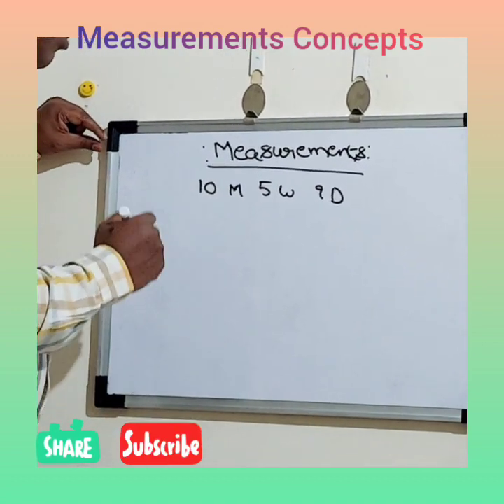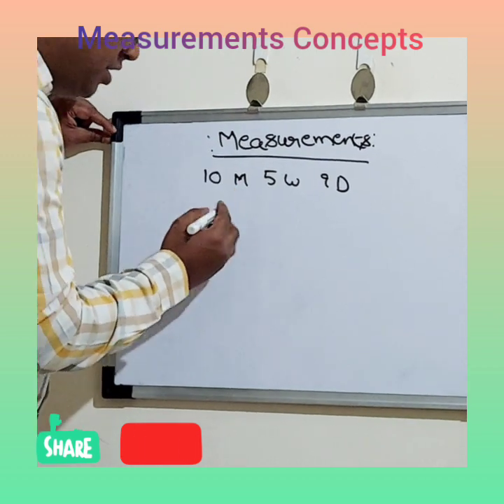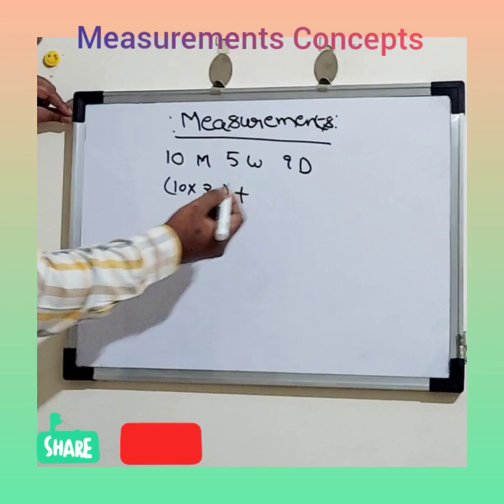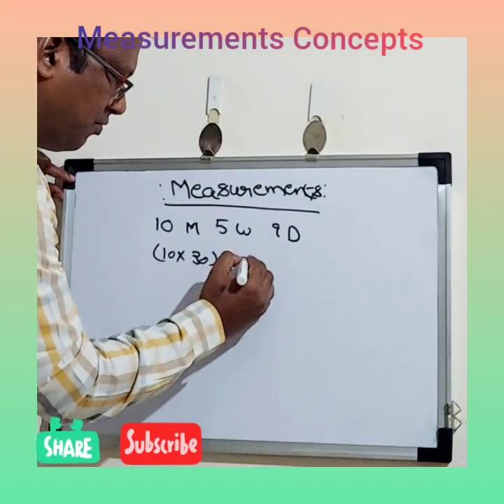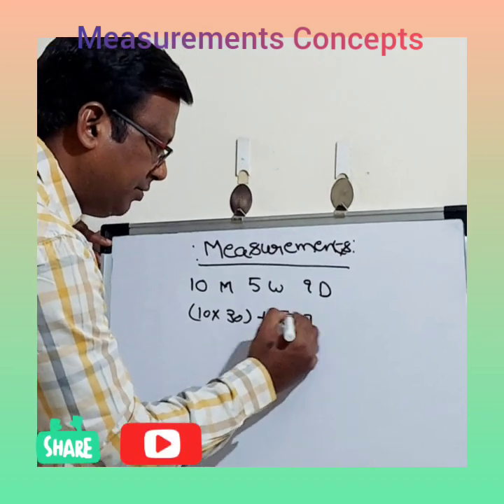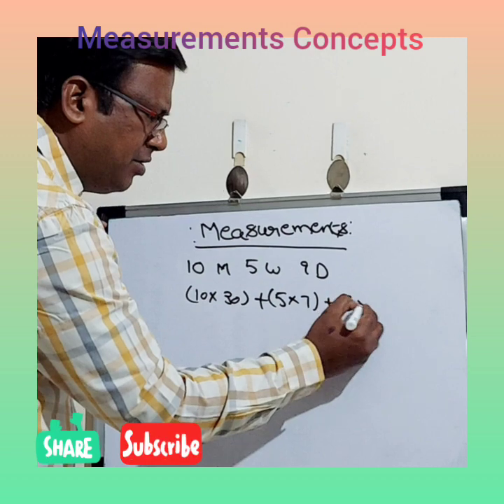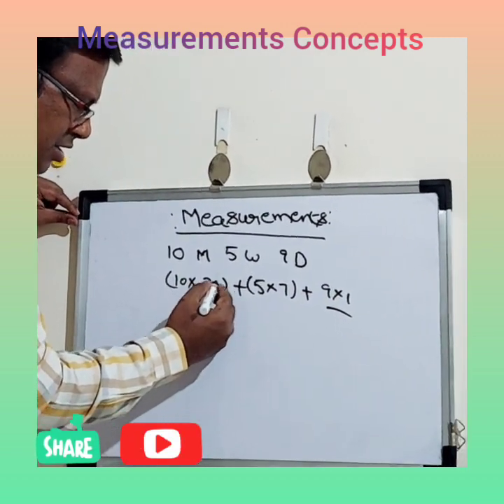So to solve this problem in less than a minute, what you have to know: 1 month is equal to how many days? 30 days. So 10 into 30. That is the first step. 1 week we know will have 7 days. So 5 into 7. And 9 days means 9 into 1. That is 9.